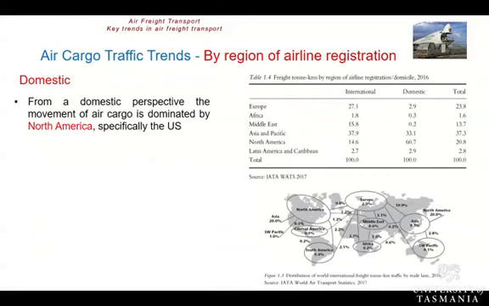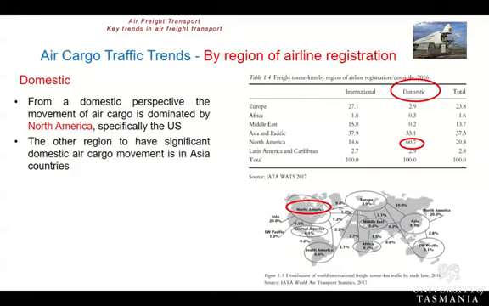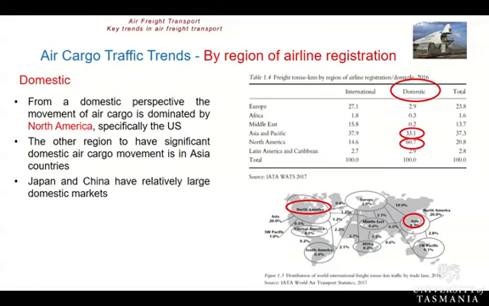Now, domestically, shows a different picture. From a domestic perspective, what you see there is that the United States dominates the movement of air cargo. And 60% of domestic air cargo can be attributed to North American carriers. The other region with a significant amount is Asia, and that's typically driven by the fact that there is a significant amount of domestic usage of air cargo in Japan and also in China.